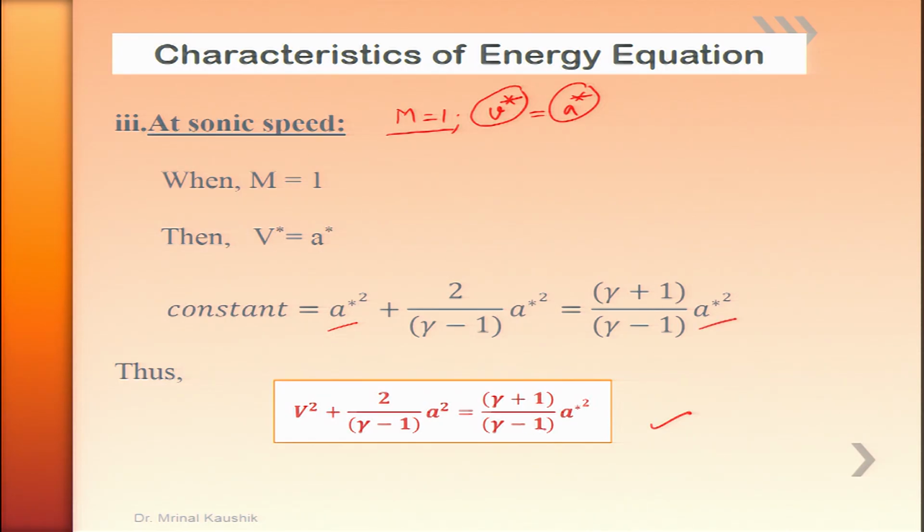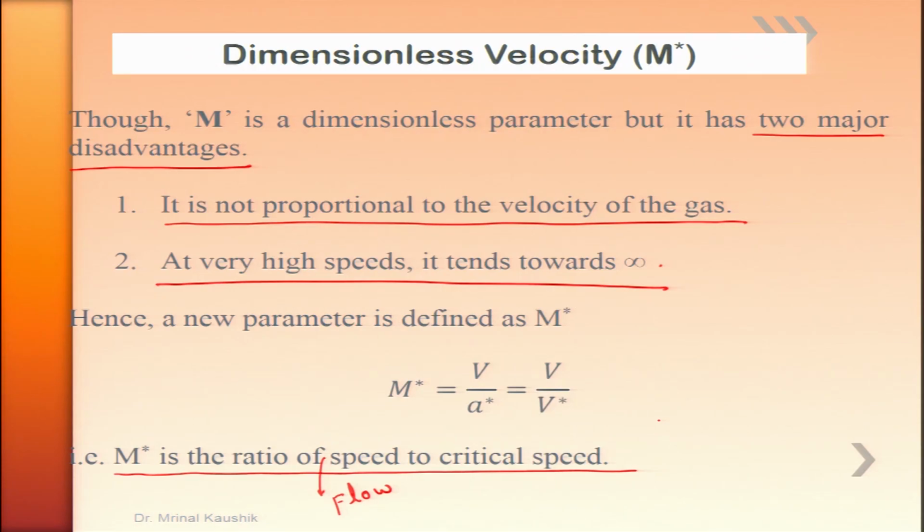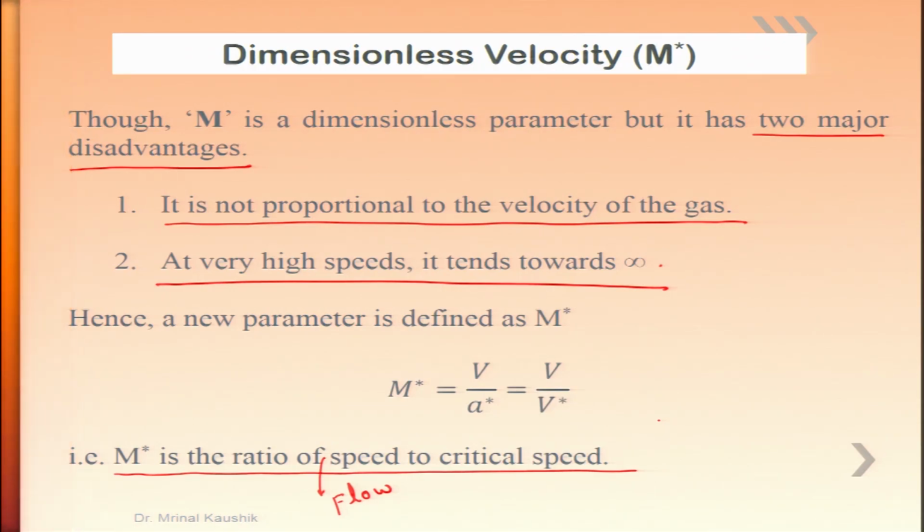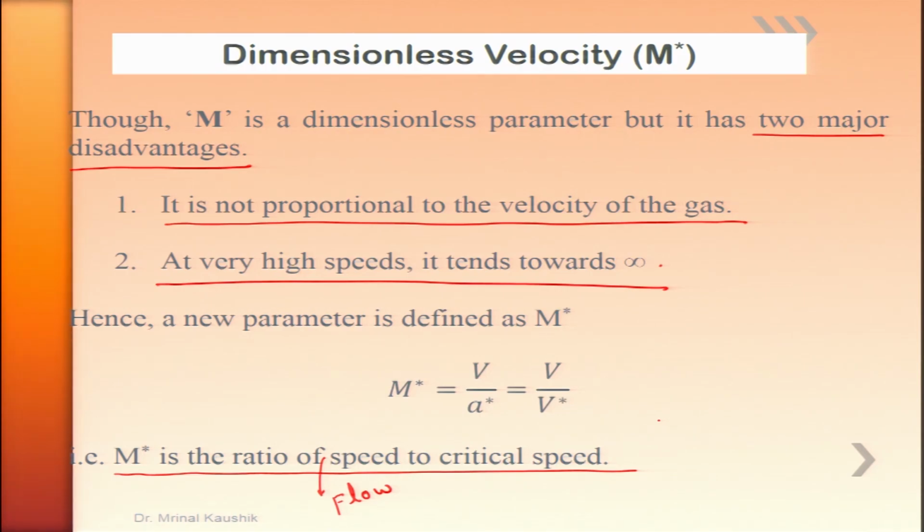Putting back the value of the constant for sonic speed condition in the energy equation, we find V square plus 2 by gamma minus 1 A square equals gamma plus 1 upon gamma minus 1 A asterisk square. This is the third form, and it is the most useful form of the energy equation. Now, an important aspect in compressible flow or gas dynamics is that, along with Mach number, we also define a non-dimensional speed denoted by M star.